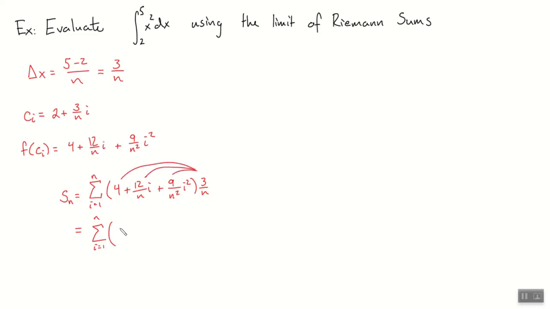Okay, so let's see. The first one is 12 over n. And the second one is 12 over n squared i. Ooh, 36. Good catch. 36 over n squared i. And the last one is 27 over n cubed i squared. Everybody okay with where we're at now?